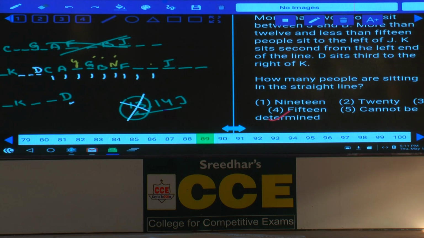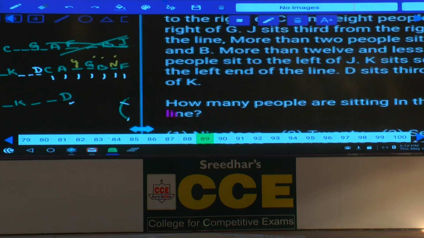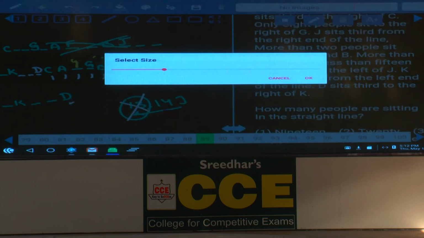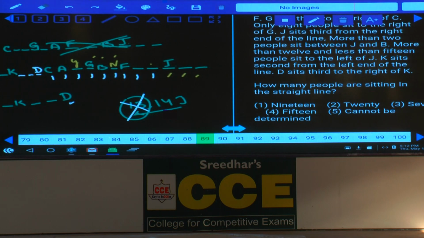Then question number 89. How many people are seated in the straight line? Tell me the total number of people here. Now the left hand side of J is 14, isn't it? And J is 15, then 16 and 17. In total we have 17 people, that is choice 3. Choice 3, it is 17. Done? Choice 3, 17 is the answer.